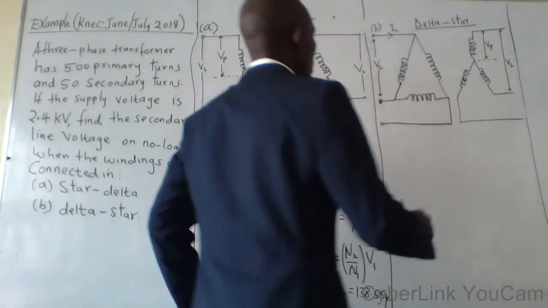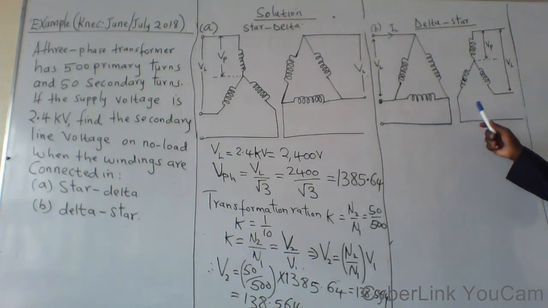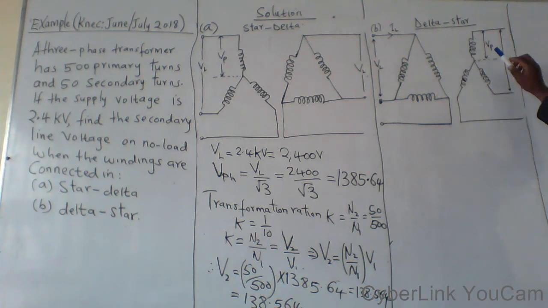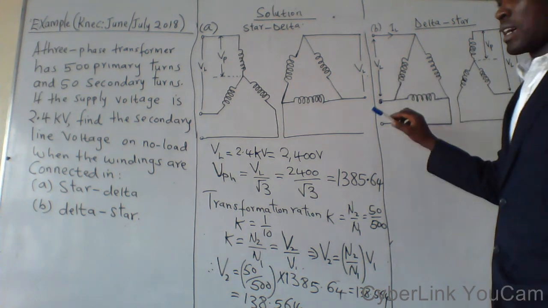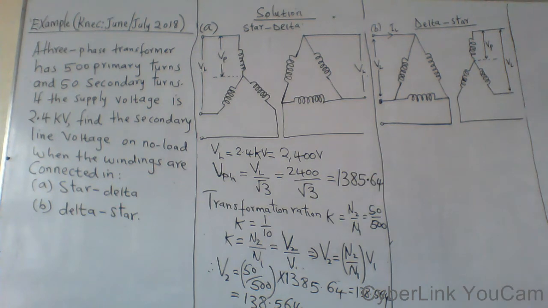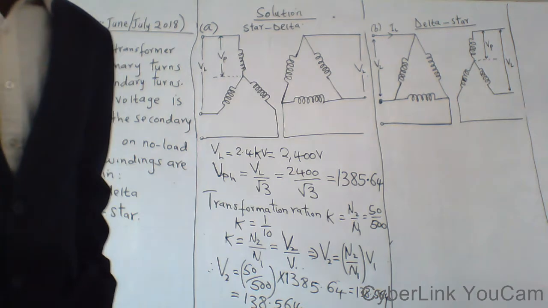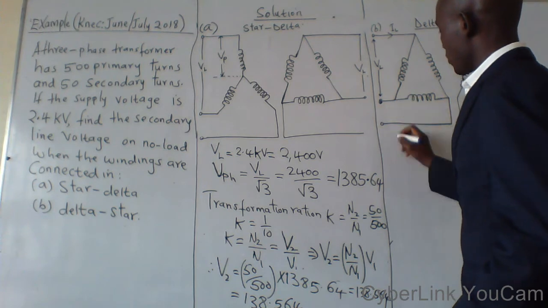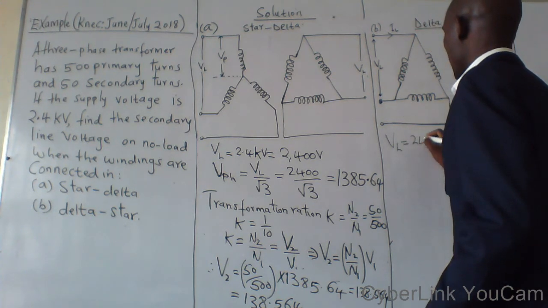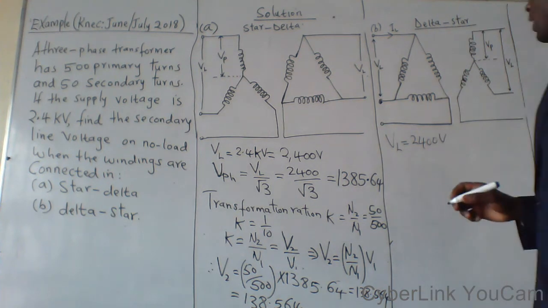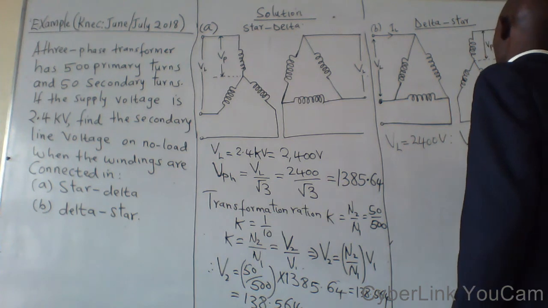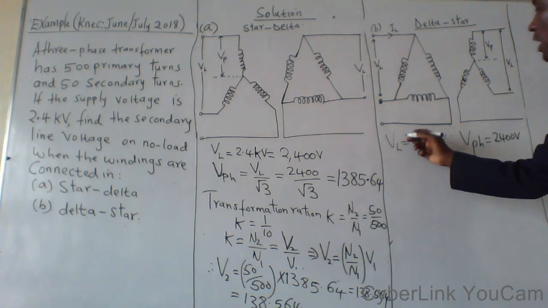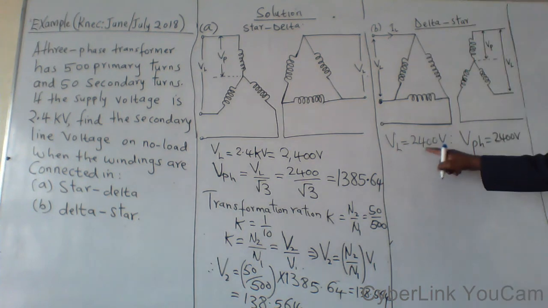Part B requires us to draw a delta star connection. You can see the primary is delta, the secondary is star. Remember, in this question you can be asked to draw the circuit itself, besides taking the calculation. So what we shall do is get the primary voltage. We remember we have been told the supply line voltage is 2400 volts, and remember the phase voltage is equal to 2400 as well. We have said in delta the line voltage is equal to the phase voltage.